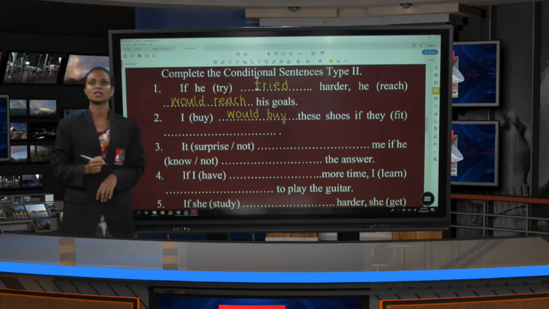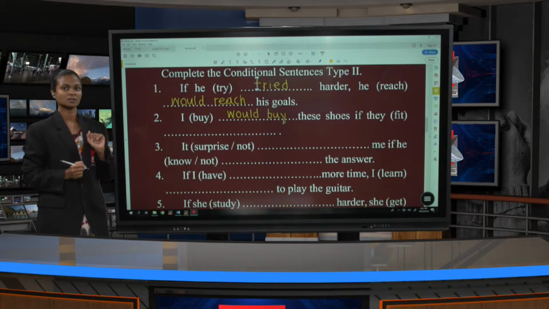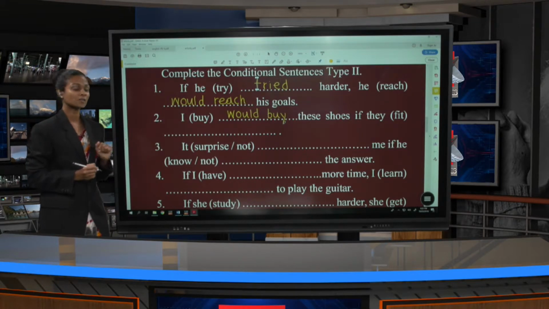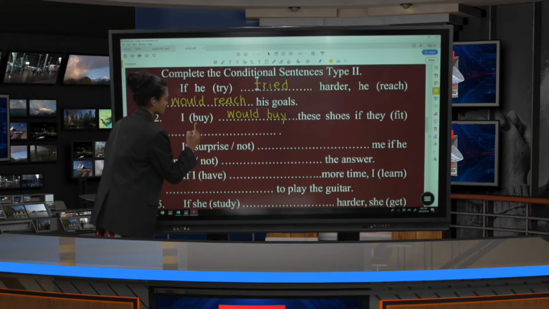I would buy these shoes if they fitted. If clause, if plus simple past. If they fitted.